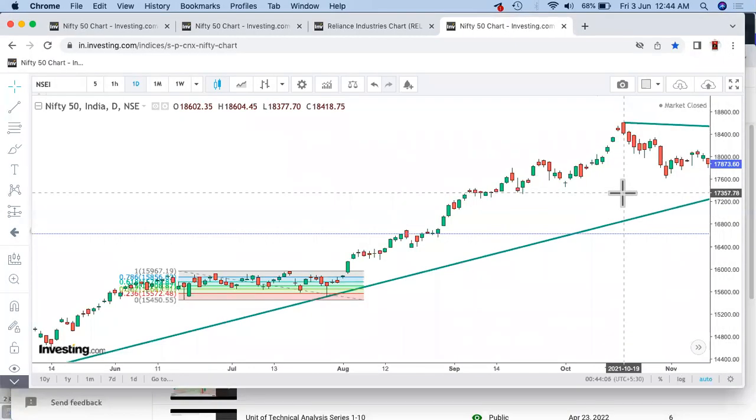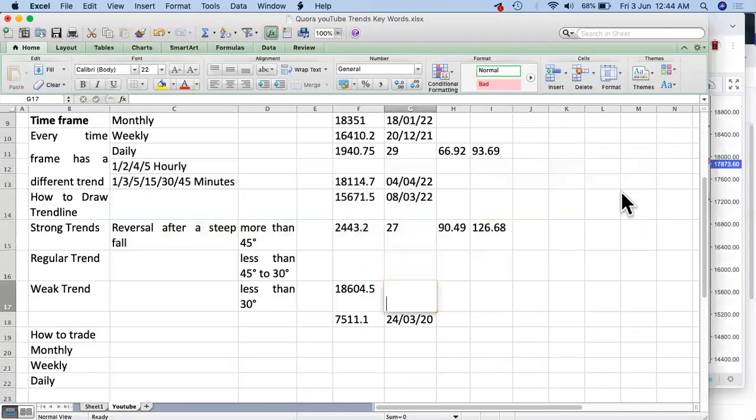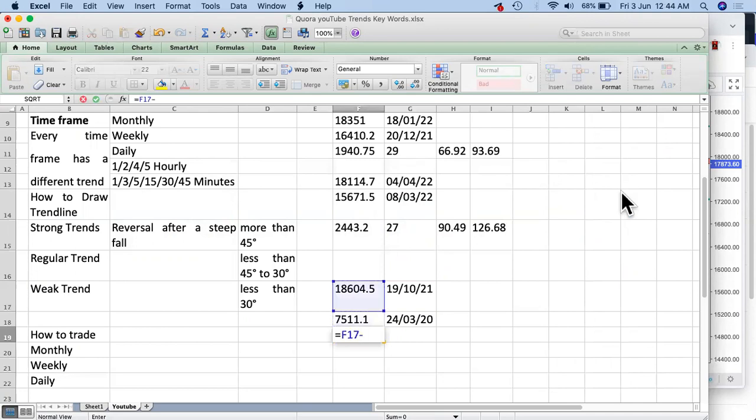And the date is 19/10/21. So we'll take that date, 19/10/21, right? What we'll do is try to find out how many points there have been. For example, this was the high, this was the low. So we got somewhere around 11,100 points.